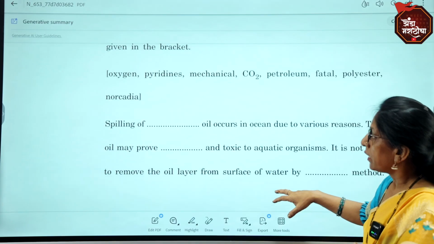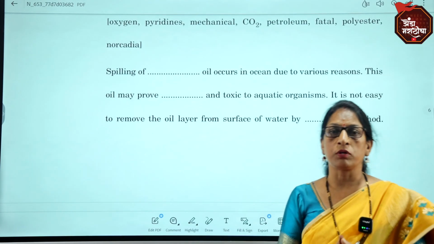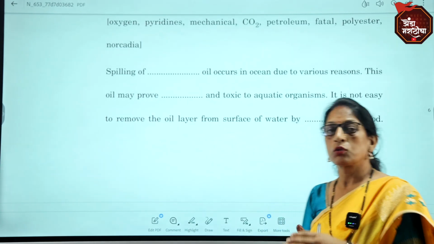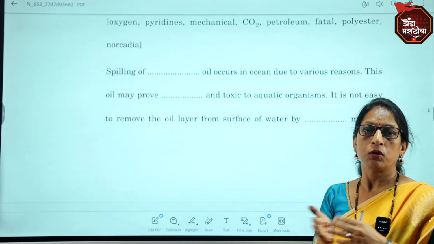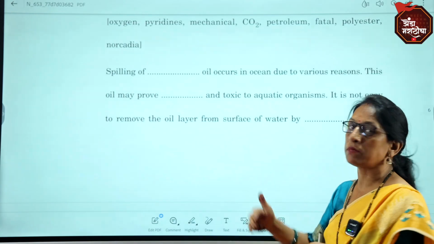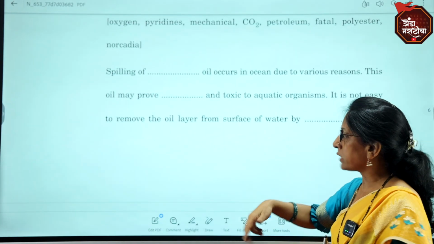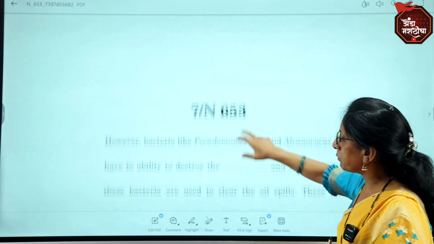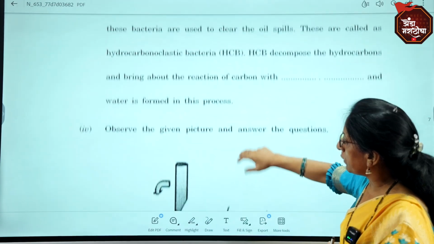And again I want to suggest one thing. When you are writing one question after another, you have to leave a gap between the 2 questions, so that it becomes visible and clear to the examiners while checking the question papers. So this way you have to attempt the questions and filling the blanks.